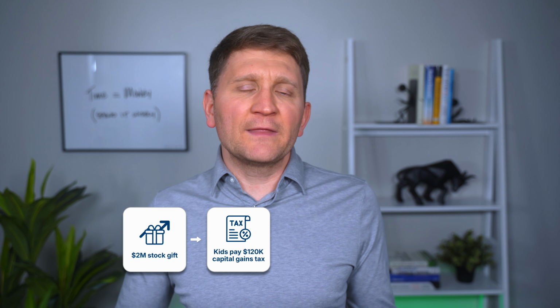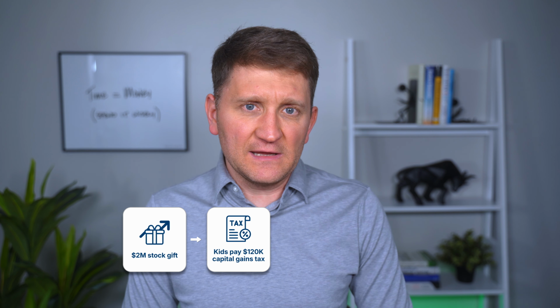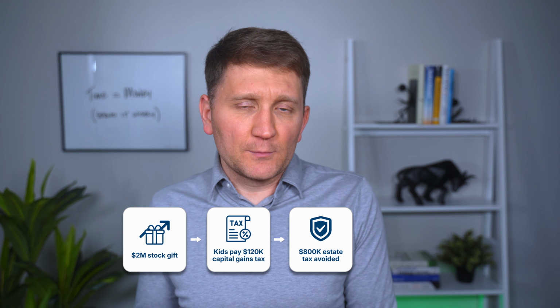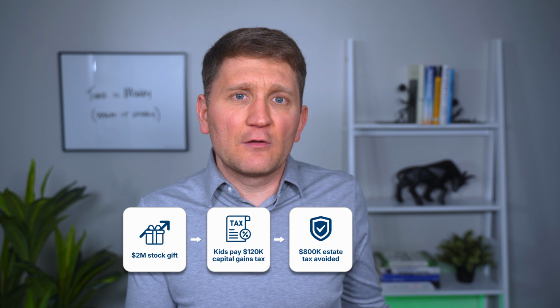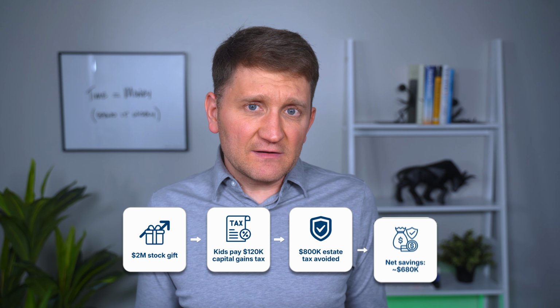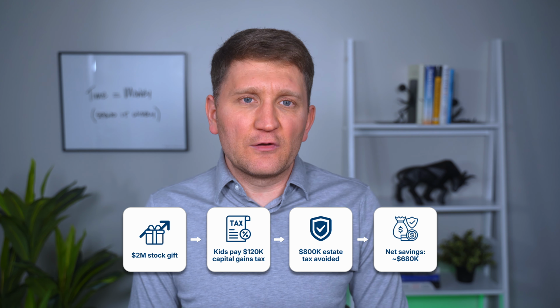Here's what that looks like in real numbers. You give $2 million of stock with $500,000 of gain. Your kids will eventually pay about $120,000 in capital gains, but you just removed $2 million from your estate and saved $800,000 in estate taxes. Net savings, roughly $680,000. For families with estates over the exemption, gifting now can be incredibly powerful.